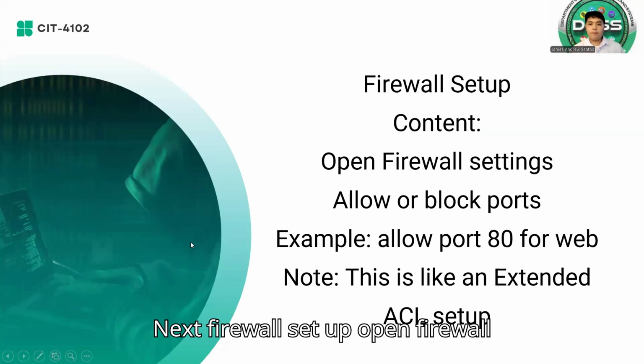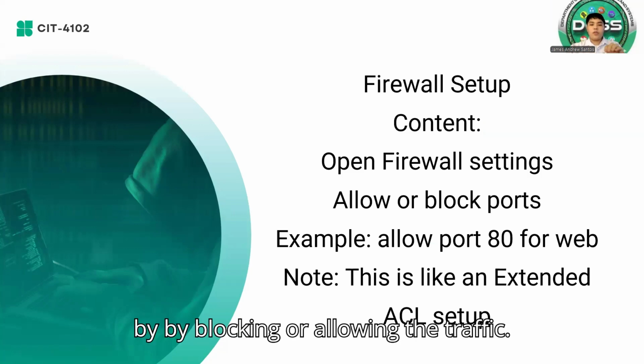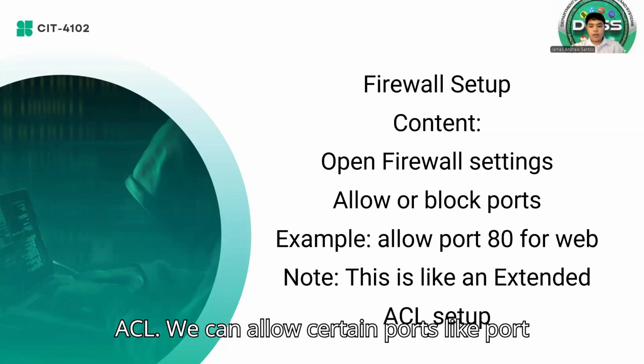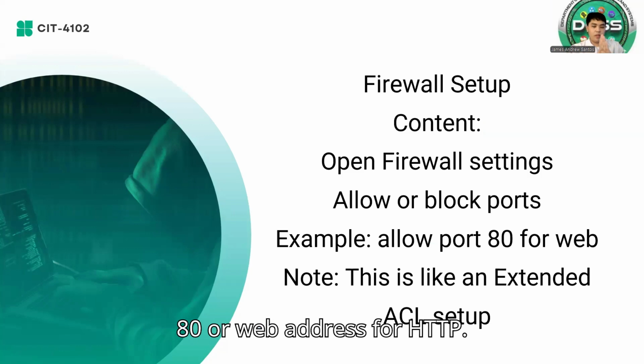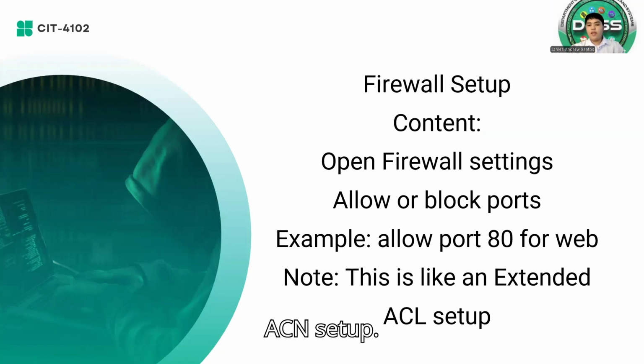Next, firewall setup. Open firewall settings. The firewall protects by blocking or allowing traffic. This is also like a topic in our networking, the access control list or ACL. We can allow certain ports, like port 80 for web addresses over HTTP, port 443 for HTTPS, FTP, SMTP, and POP3. This is like an extended ACL setup.